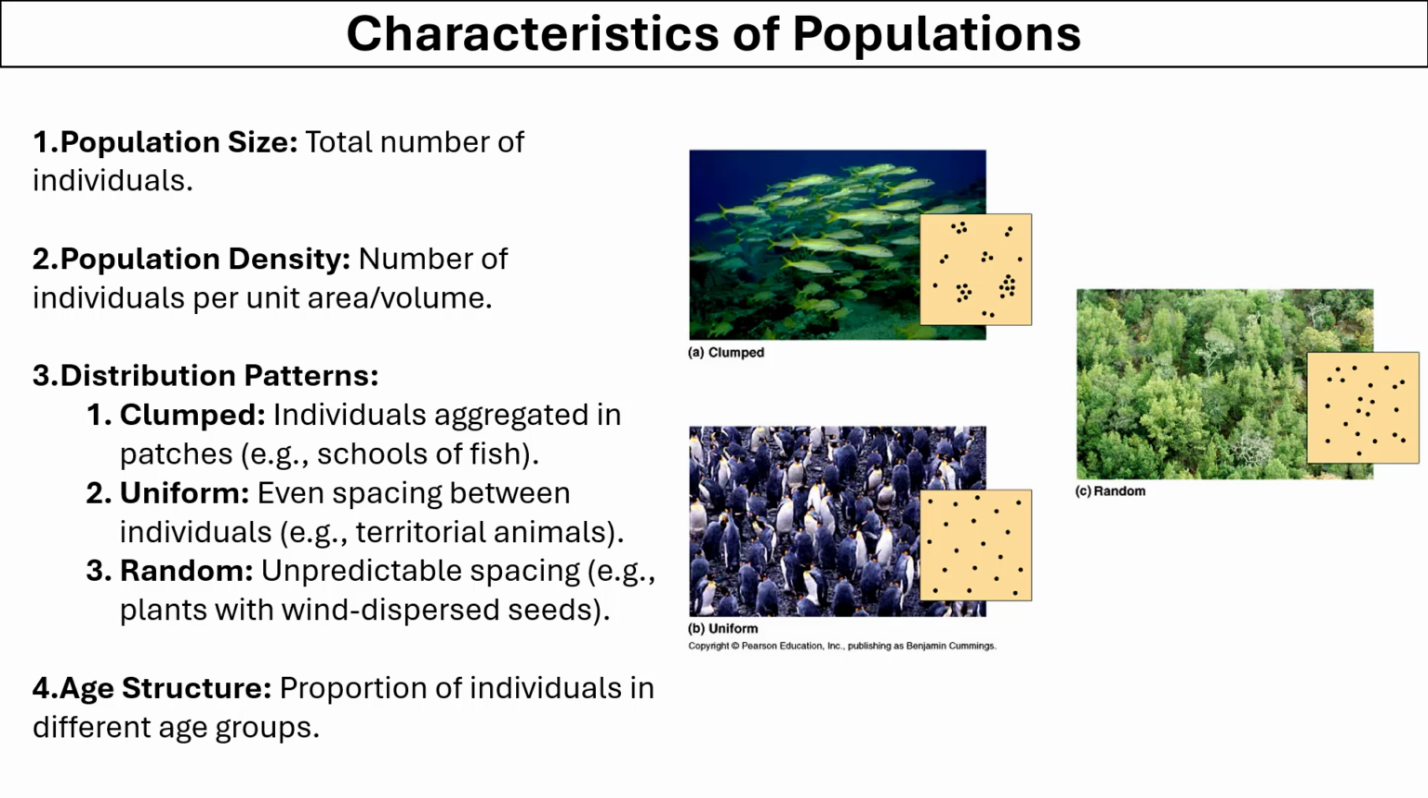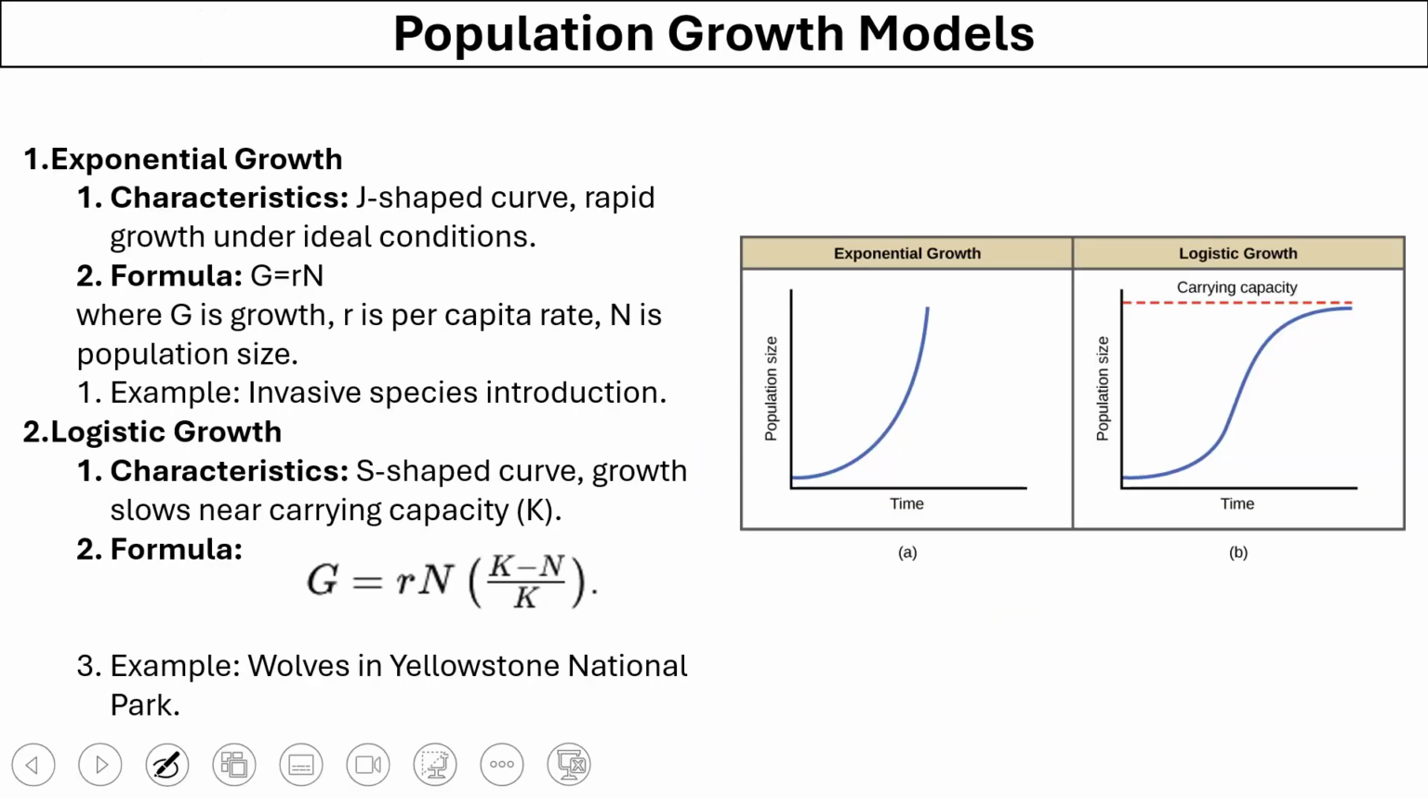Age structure means the proportion of individuals in different age groups. The population growth can be in an exponential manner or a logistic manner. In exponential growth, the growth is very fast. The curve is a J-shaped curve, and the formula used for calculating the growth is multiplying the per capita rate with the population size. So you already have some population size, that is N, and that is growing at a certain rate, which is r. So r multiplied by N gives you the growth of the population at any given time.